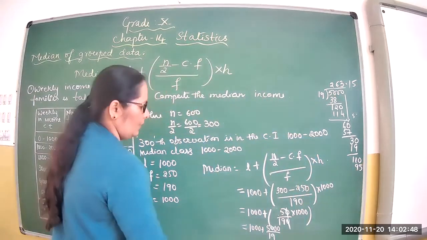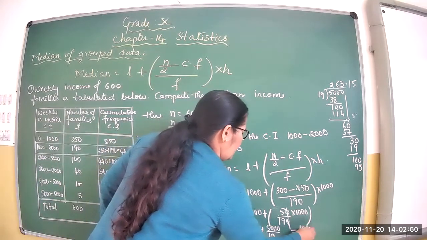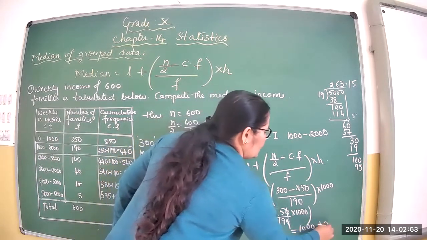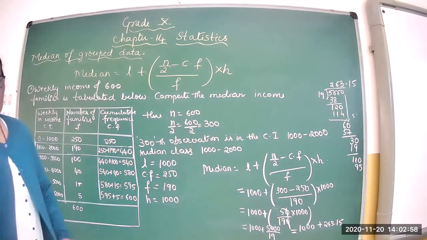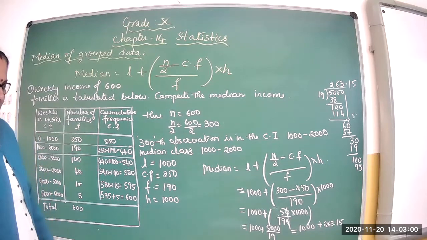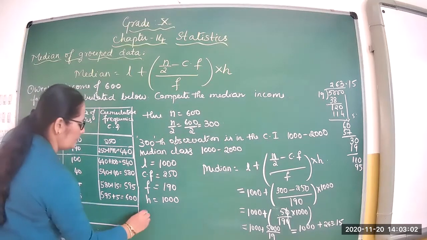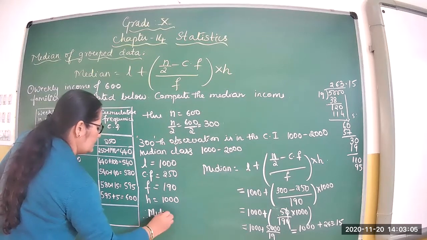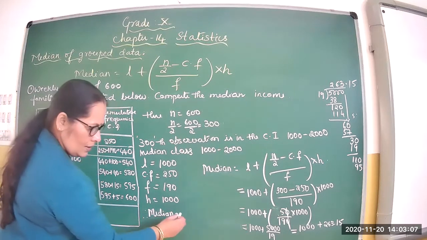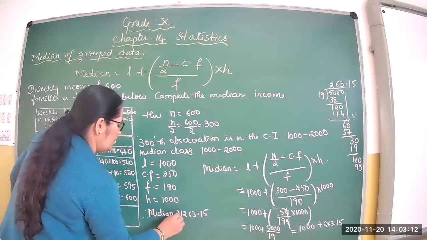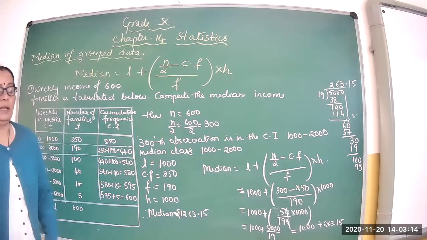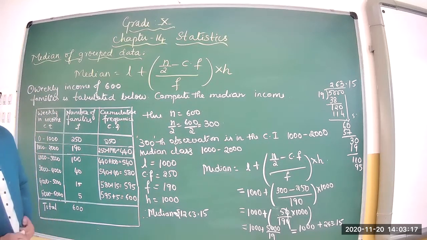So like this, we get here 1000 plus 263.15. Therefore, the median equals 1263.15. So therefore, the median income is 1263.15.